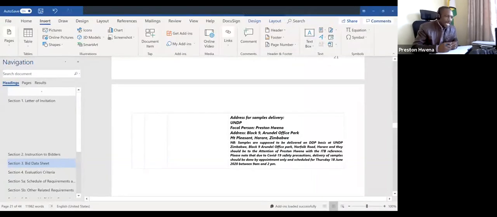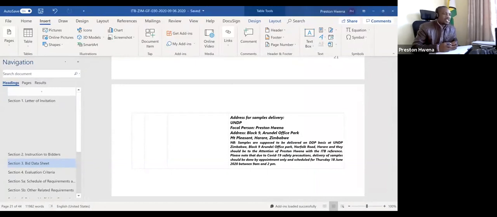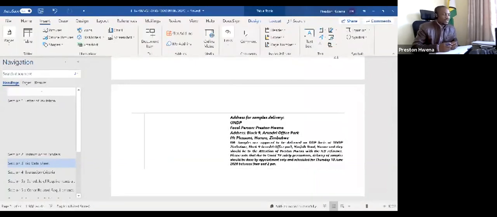And please note the specific timelines between 9 a.m. and 2 p.m. That's when we'll be receiving samples. Any other time outside this time will not be able to receive. Please note this is a special arrangement because of the COVID pandemic.